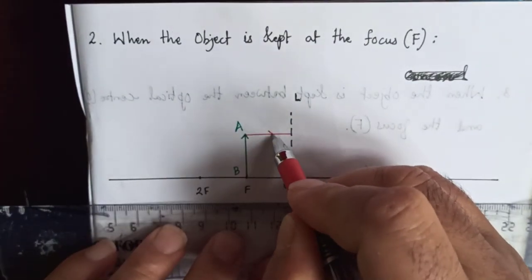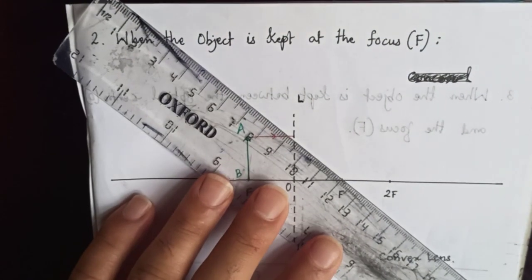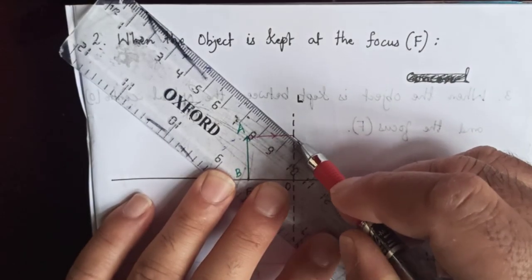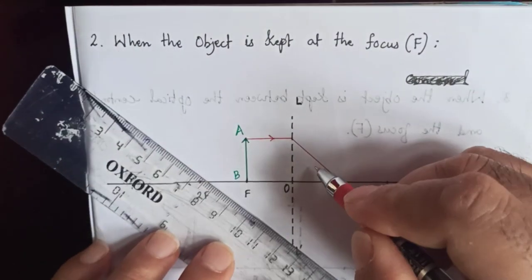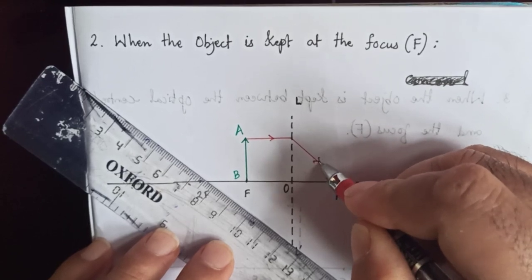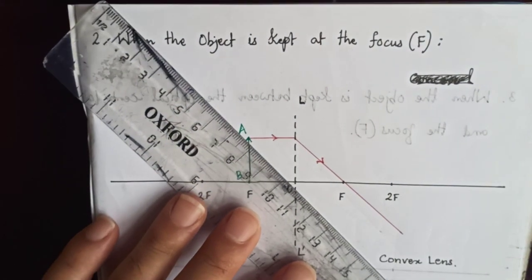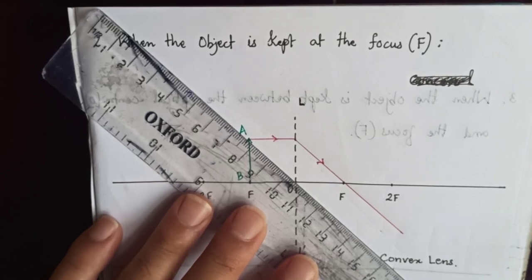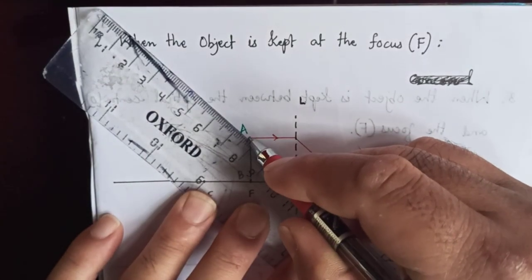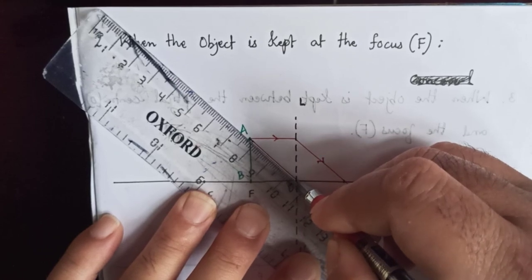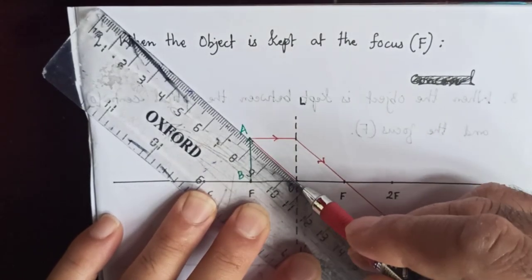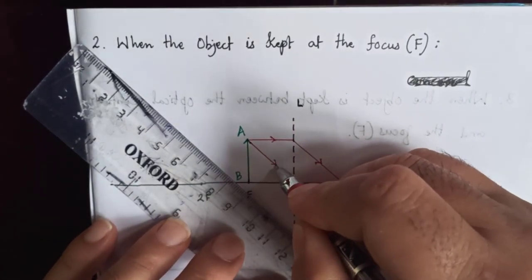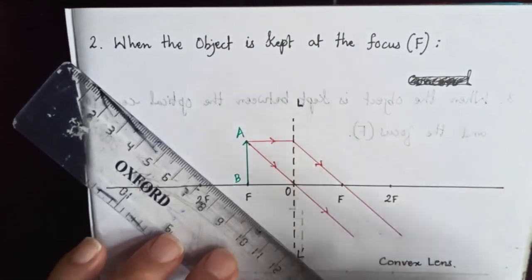As it is a convex lens, this ray of light after refraction passes to the focus, second focus of the convex lens. Another ray of light you take from the same point A, and from here you take another convenient ray, and this ray of light, as it is passing to the optical center, passes without any deviation, so goes out straight like this.